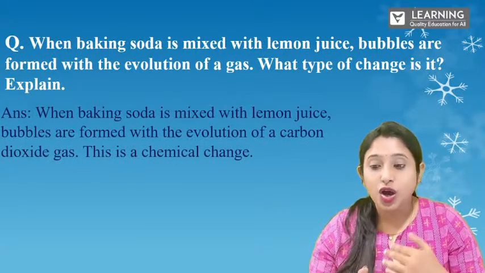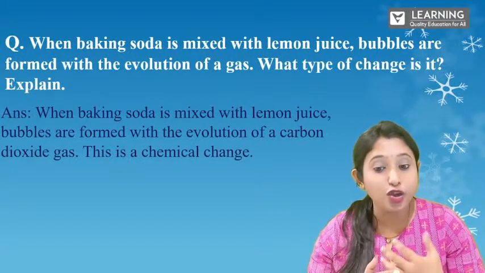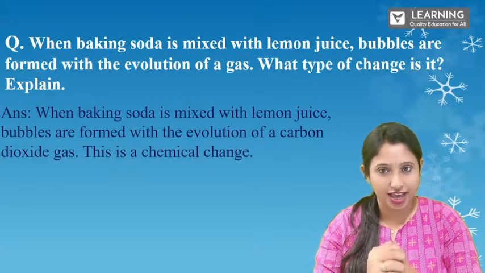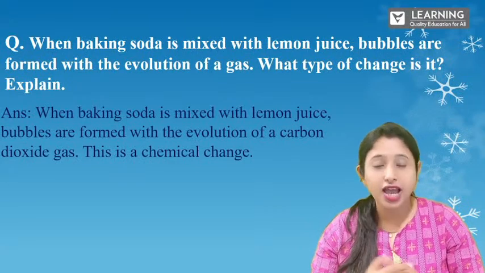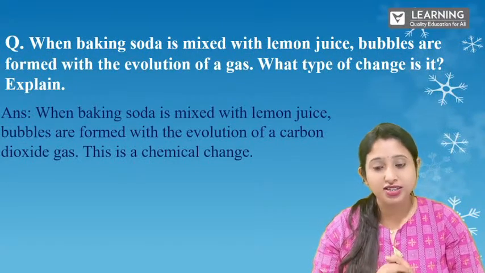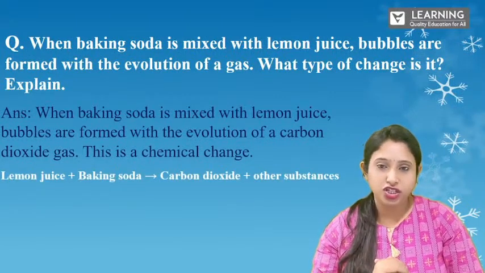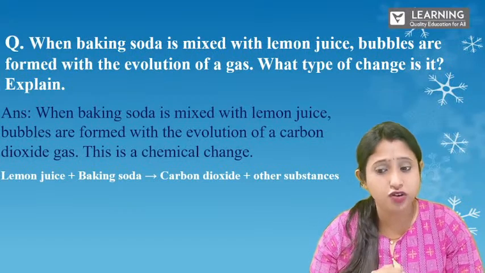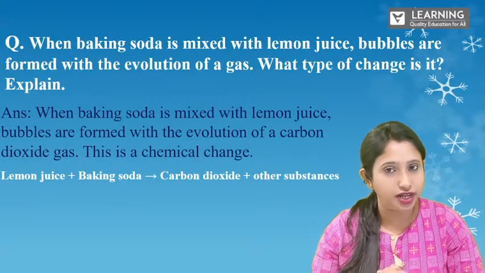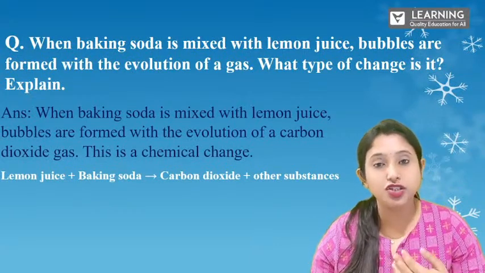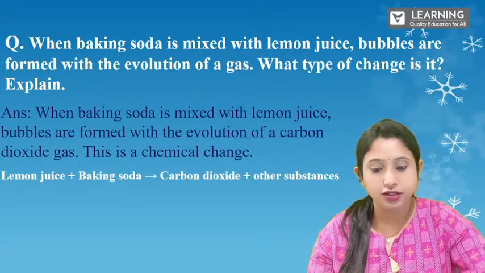All right. So when baking soda is mixed with lemon juice, bubbles are formed with the evolution of carbon dioxide gas. And what type of change is it? Is it physical change or chemical change? Chemical properties are changing, right? So it is a chemical change. Okay. Now write down the equation. So this is the equation. You are mixing the lemon juice plus the baking soda. So what will you get? You will get carbon dioxide plus other substances will be formed. Clear? So this is the equation for this.